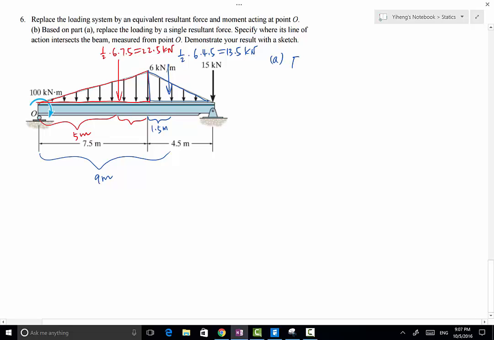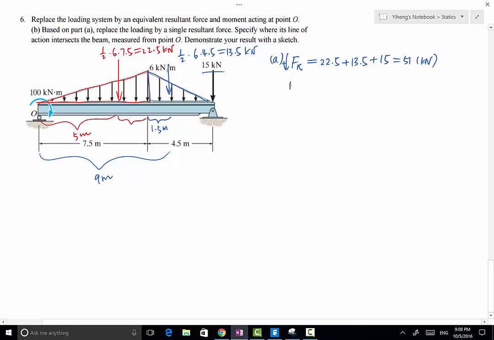So the resultant force, we're assuming downward is positive, just to make things easier because we only have downward forces. And that equals 22.5 kilonewton plus 13.5 kilonewton. These two are the resultant forces of the two distributed loads, plus another concentrated force of 15 kilonewton right here. And that equals 51 kilonewton.